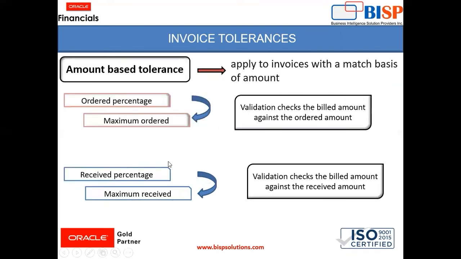Now, the next type is amount based tolerance. It applies to invoices with a match basis of amount, like ordered percentage, maximum ordered. In this, validation checks the billed amount against the ordered amount. In ordered percentage, it gives the difference in percentage, and in maximum ordered, the difference is given in amount form. Then receipt percentage and maximum receipt validate the billed amount against the receipt amount. Same, receipt percentage in percentage form, maximum receipt in amount form.